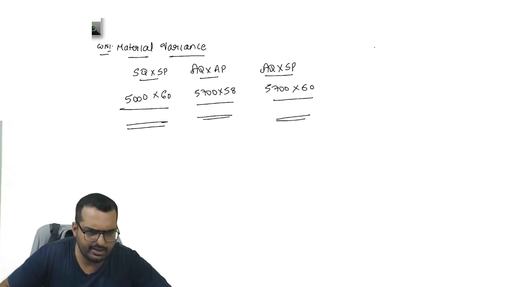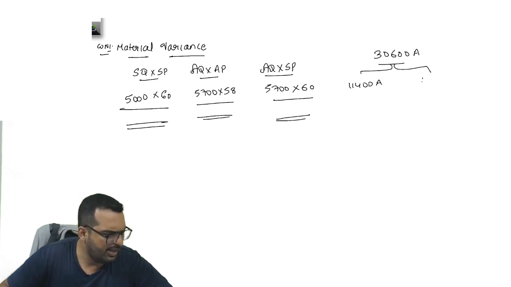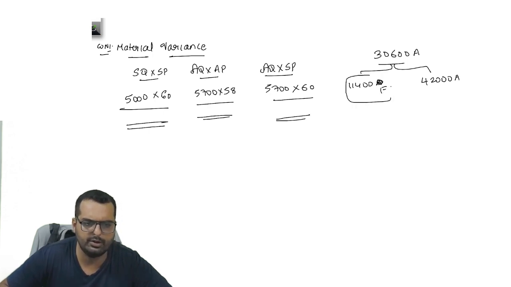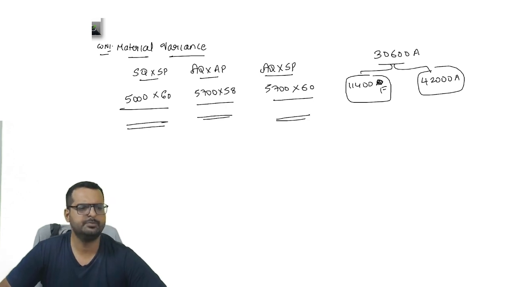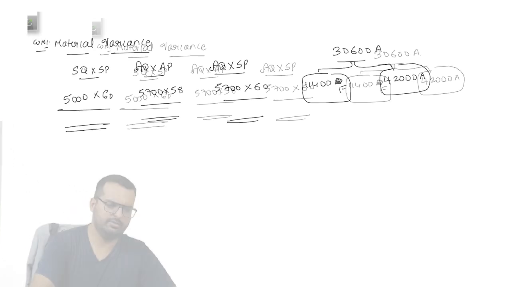Can someone tell me the material variances? Is it 30,600 adverse, 11,400 favorable, and the last one is 42,000 adverse? Just confirm everybody got the right answer, friends. 2 minutes, finish this off.